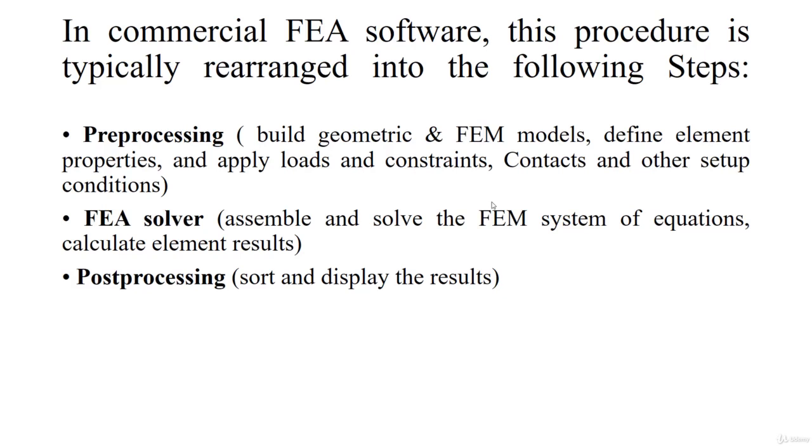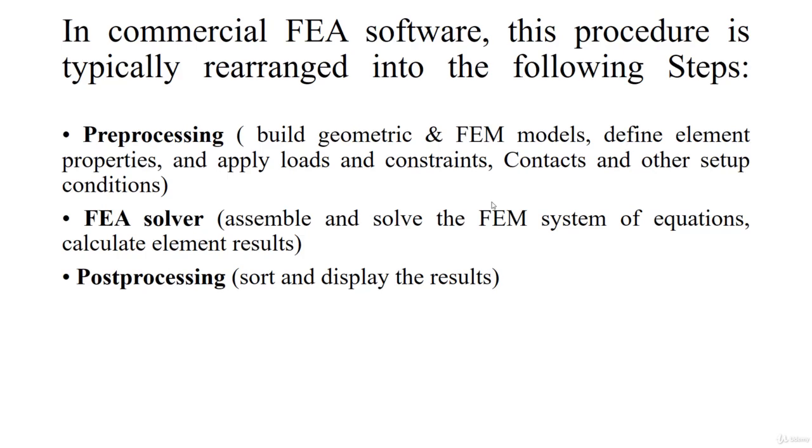Then coming to the steps used in FEA, we are going to have 3 steps. The first one is the pre-processing step, the second one is the FEA solver, and the third one is the post-processing step. In the pre-processing step, we are going to create the geometry, or import the geometry from the CAD software into the FEA software. Once we have done this geometry generation, we convert this geometry into an FE model, which consists of different nodes and elements, using the process of meshing. Then we define the elemental properties, and we define the loads, boundary conditions, constraints, contacts and other setup conditions in order to simulate the real world environment.